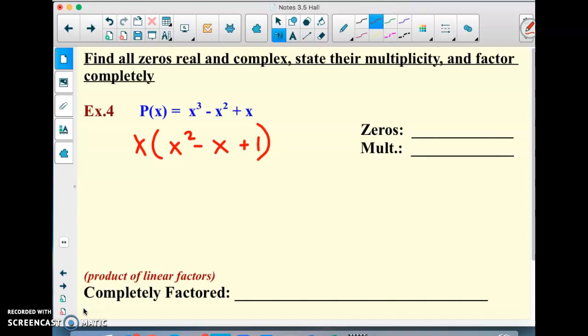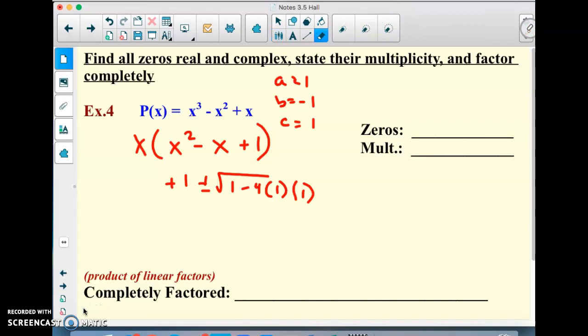So x equals negative b, that's a plus 1, plus or minus the square root of b squared, that's 1 squared, which is just 1, b squared minus 4 times a times c. Remember the quadratic formula. In this case, a equals 1, b equals negative 1, and c also equals 1. And now divide it by 2a.